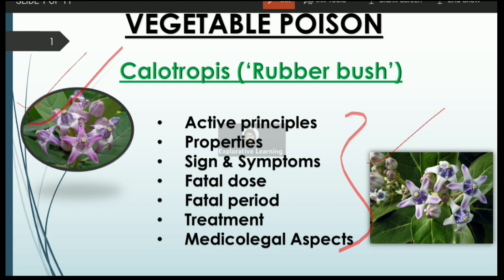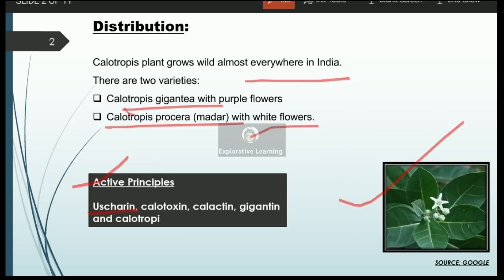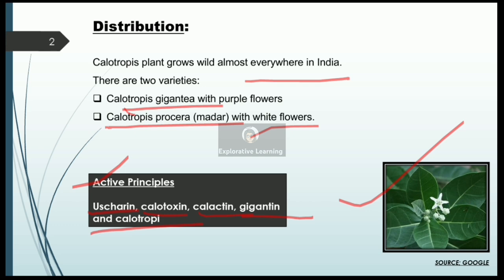Okay, so the active principles present in this plant that are basically responsible for causing harm to mankind include asterin, calotoxin, galactin, zeaxanthin, and calotropol.